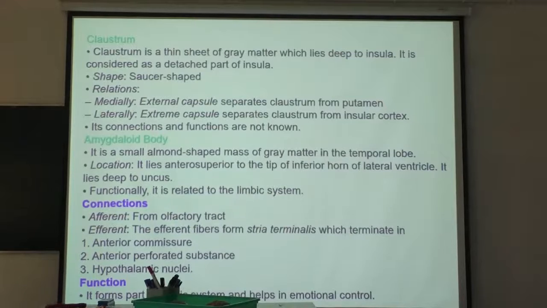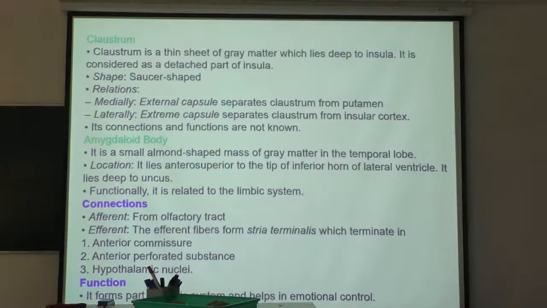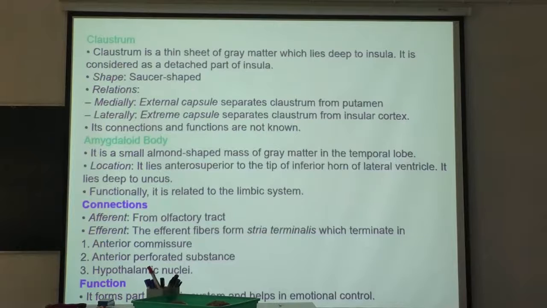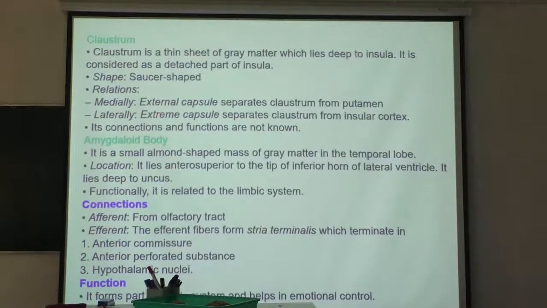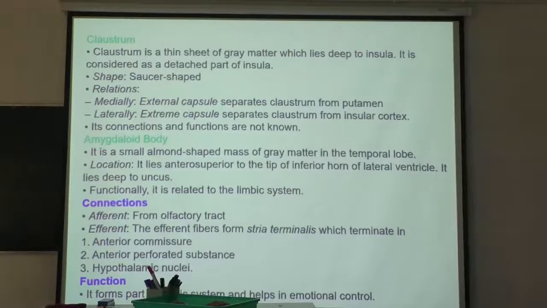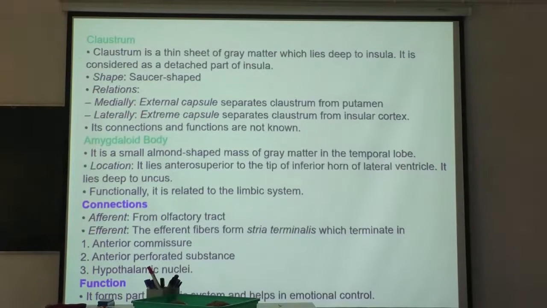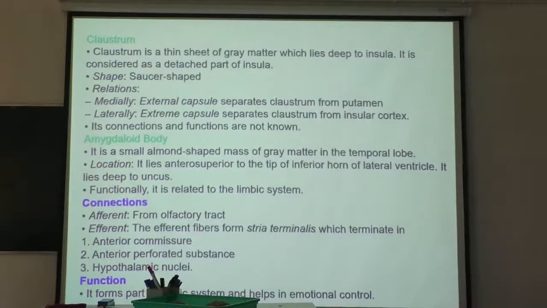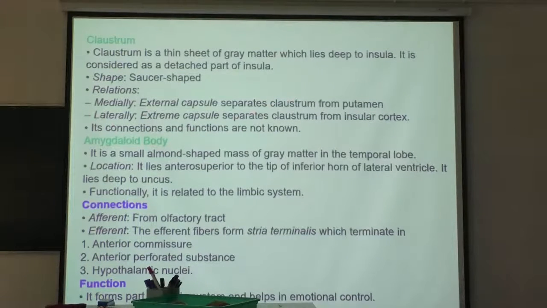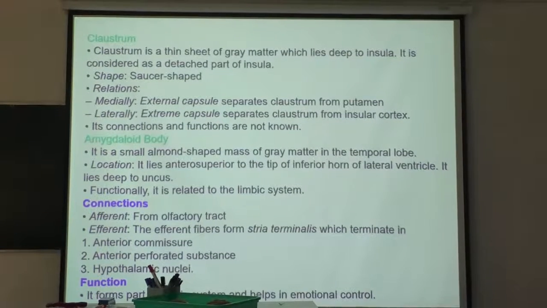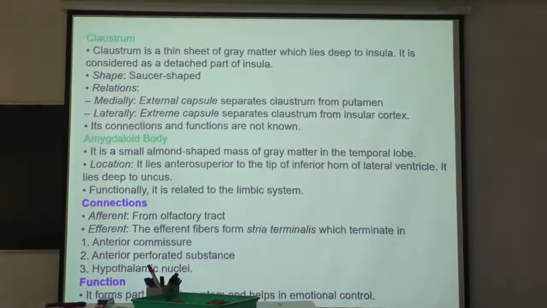Now we go to claustrum, next part of the basal ganglia. Claustrum is a thin sheet of grey matter which lies deep to the insula. It is considered as a detached part of insula. Shape is saucer shaped. Okay. Relations: medially there is external capsule separates claustrum from putamen. Laterally, extreme capsule separates the claustrum from the insular cortex, and its connection and functions are not known.